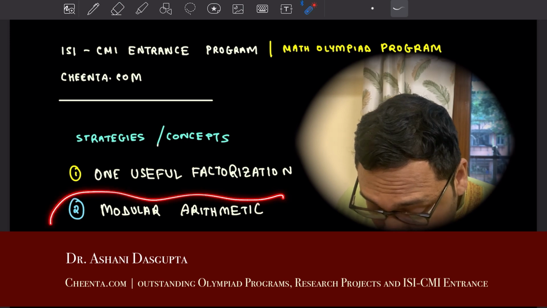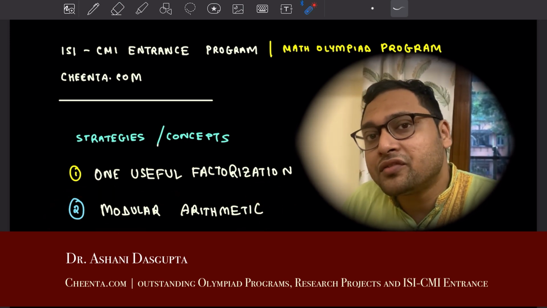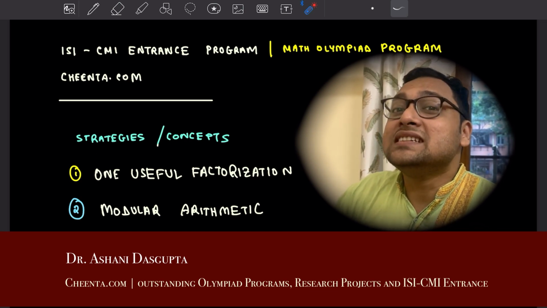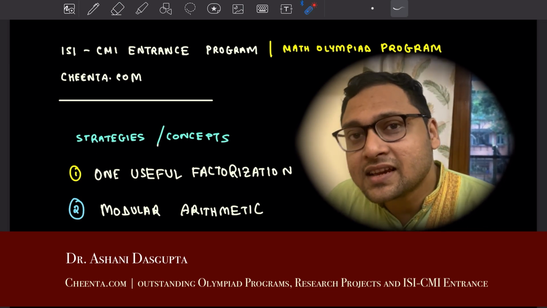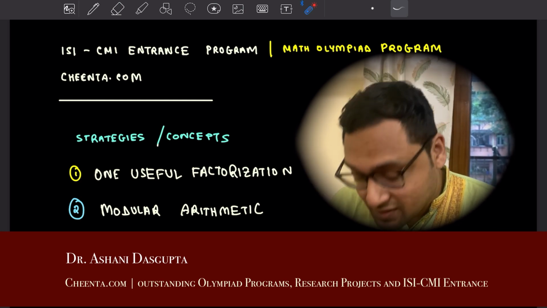And the second thing is modular arithmetic. It's another interesting part of number theory. Again, we do not need modular arithmetic for this, but we will use it to solve this problem. All right, so let's get started.